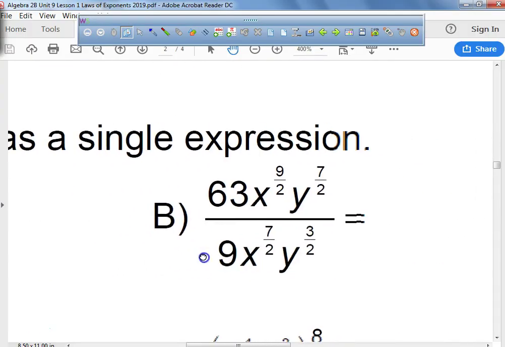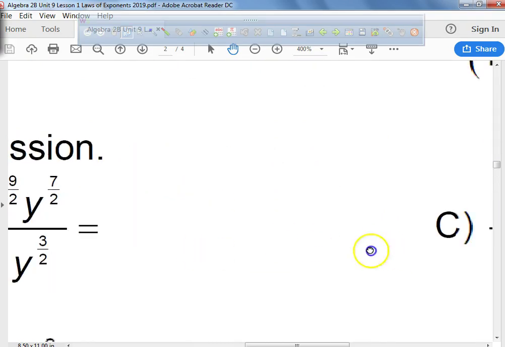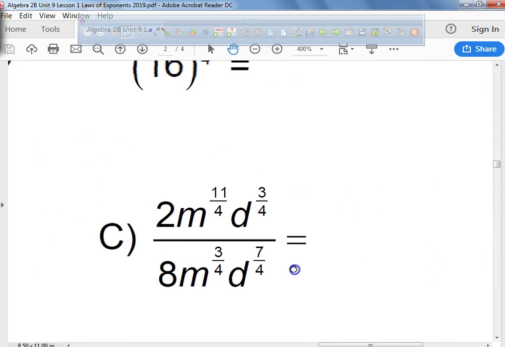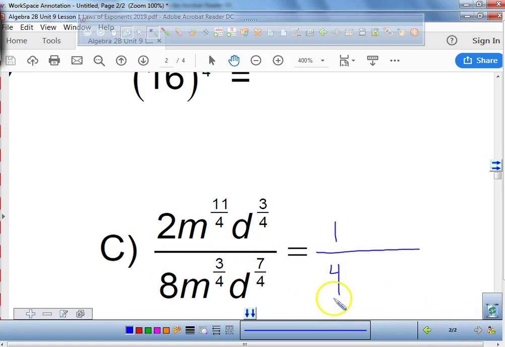All right, so we go over here. I think we already did this yesterday. I think we did B yesterday. So we're just going to move right over here to C. Right here we have 2 over 8, which is going to reduce to 1 over 4. Once again, which property are we going to be using? Quotient, that's right. So what do we have to subtract? We're going to do 11 minus 3.